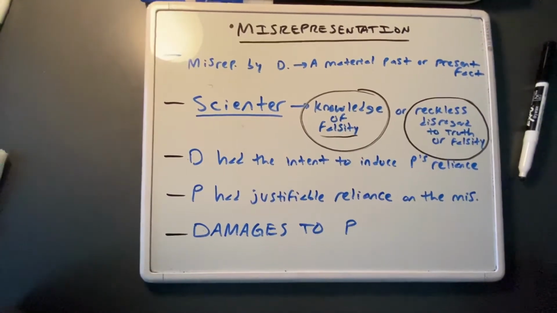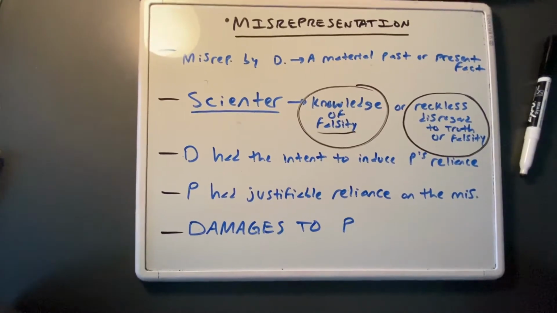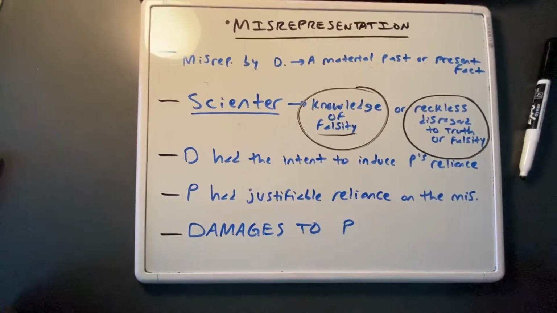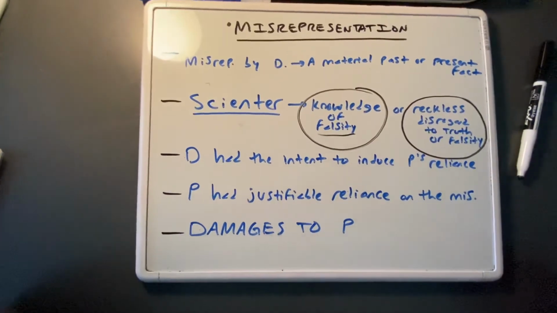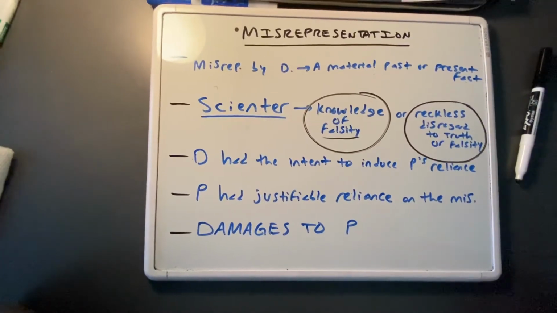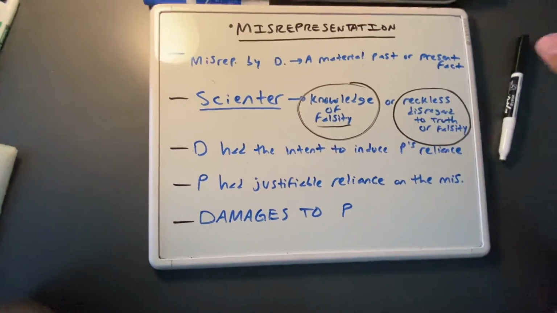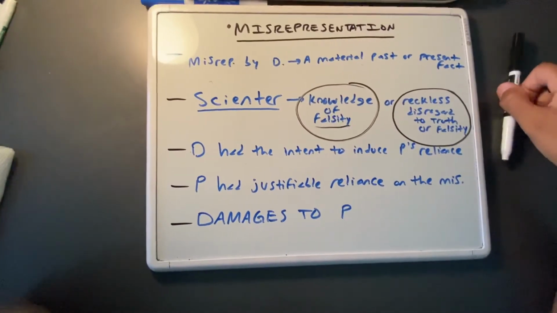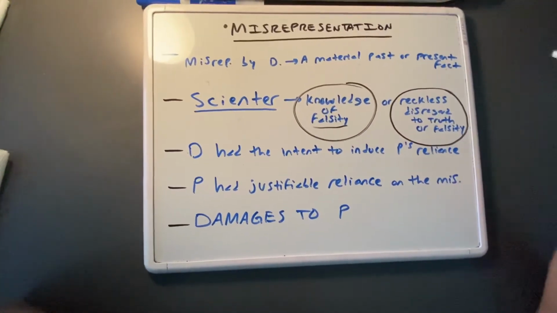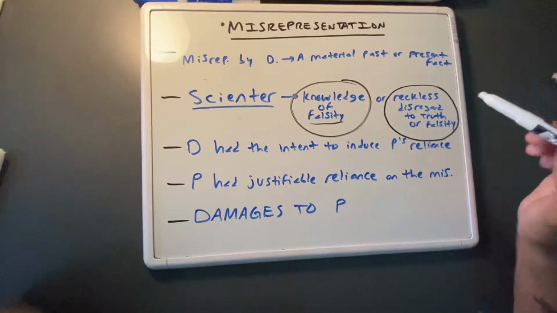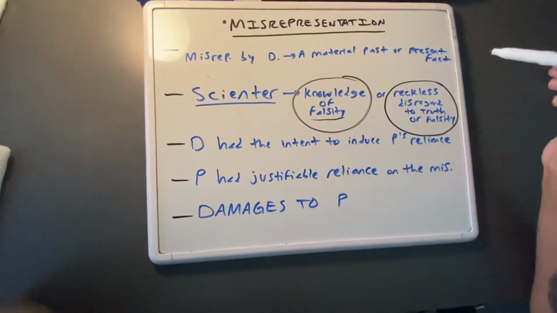We are going to walk through this element by element. There are 5 key elements here in order to understand what intentional misrepresentation means. So let's dive into it. There must be a misrepresentation by the defendant, which means that the defendant made a statement of past or present fact to the plaintiff. An example of this is that A wants to sell B a car.